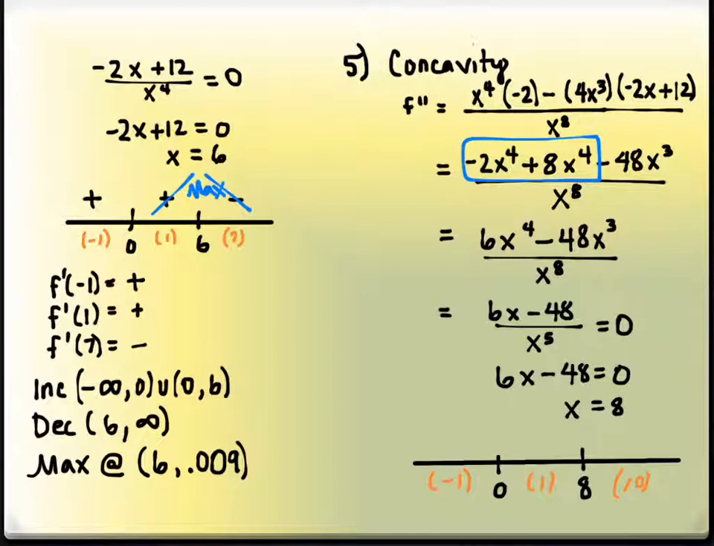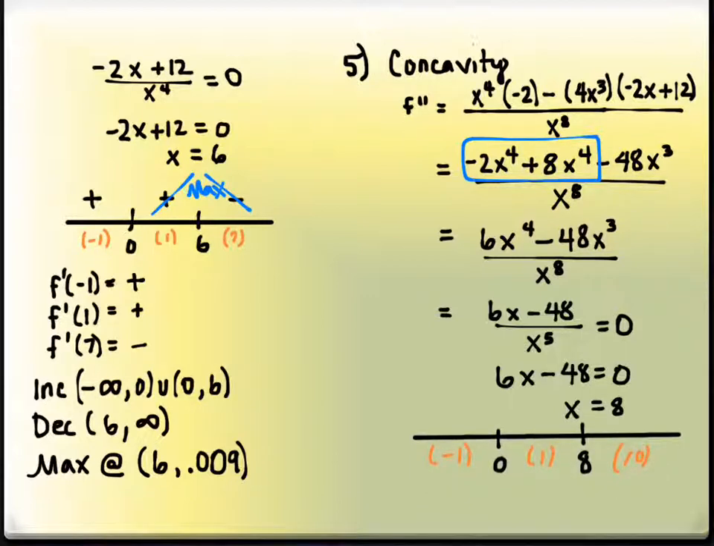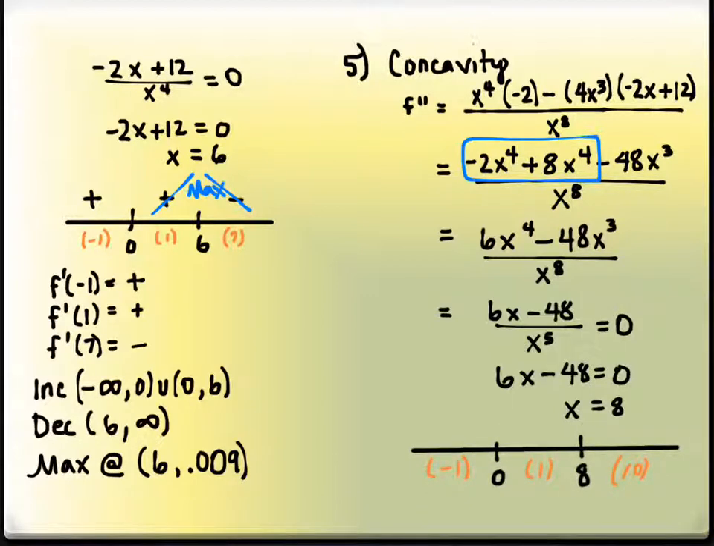All right, I'm going to test these values where? In the second derivative, right? So I'm going to find f double prime of -1, f double prime of 1, and f double prime of 10.